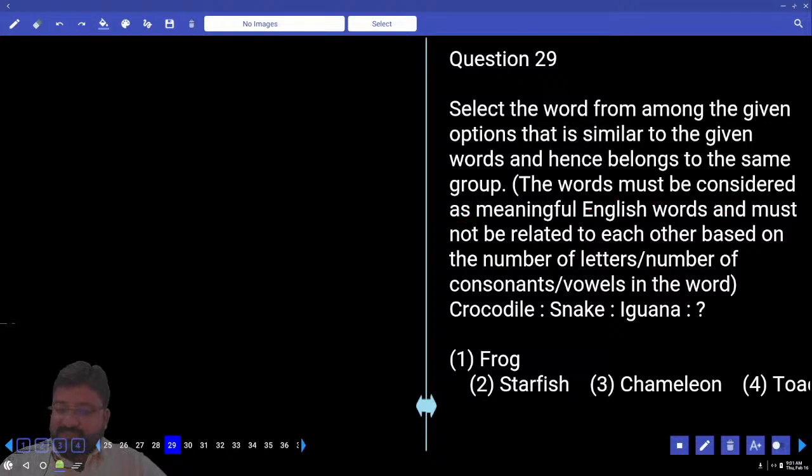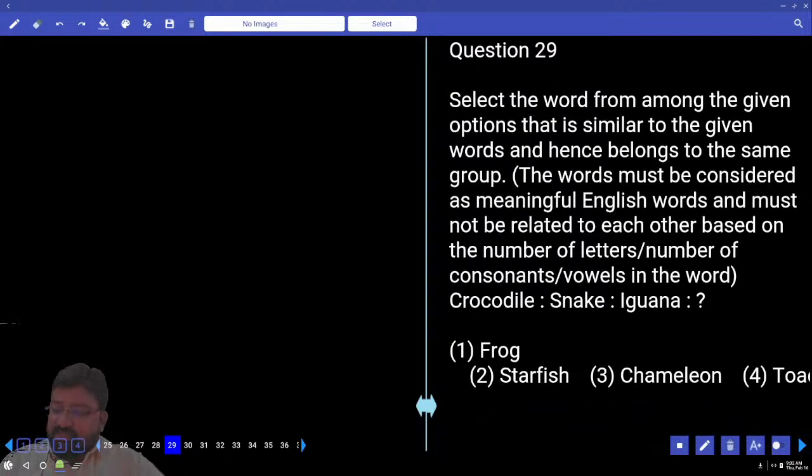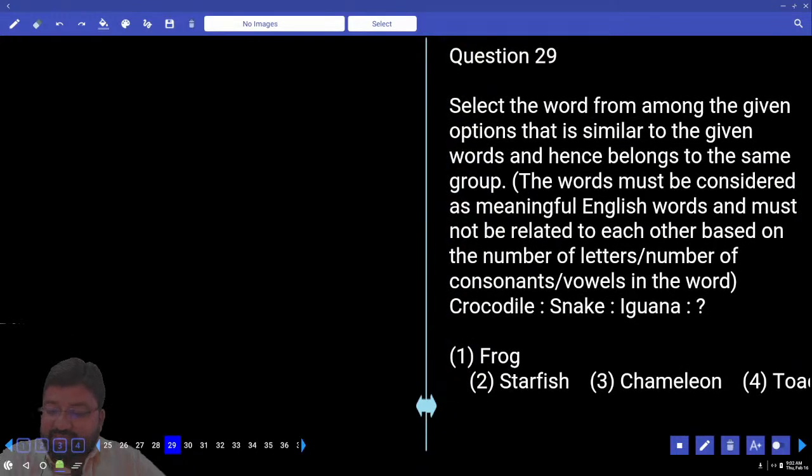Second option. Now this crocodile, snake, iguana, these are all reptiles. What are all these? Reptiles. So select the word from among the given options that is similar to the given word and hence belongs to the same group. The words must be considered as meaningful words and must be related to each other based on the number of letters. So whatever it is. Now what should be my answer here? Crocodile, snake and iguana. What will be your answer? Chameleon. They all fall under the category of reptiles. Chameleon is also a reptile.